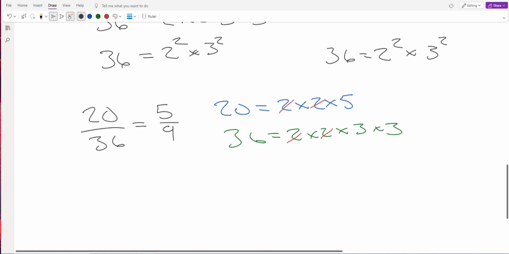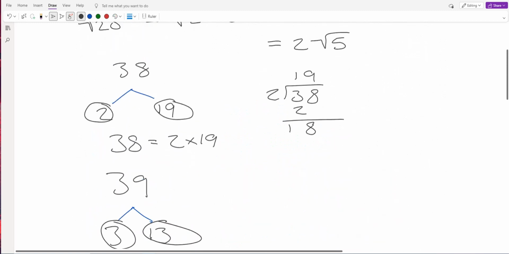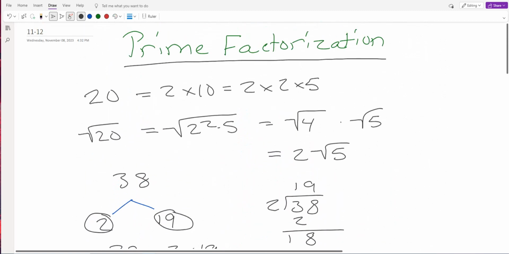Another way that you can do that is just by dividing these out. So 20 divided by 2 is 10, 36 divided by 2 is 18, and then divide again. So 10 divided by 2 is 5, and 18 divided by 2 is 9. But that's the same thing as what we did here. And so it's really helpful in many different situations, such as making a fraction more simple, simplifying a fraction. And that is a quick introduction to prime factorizations.